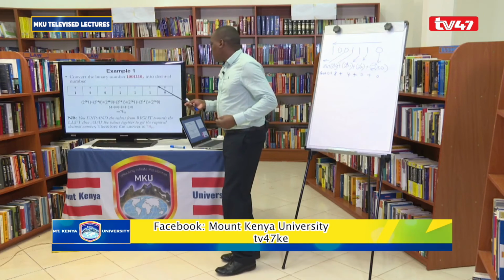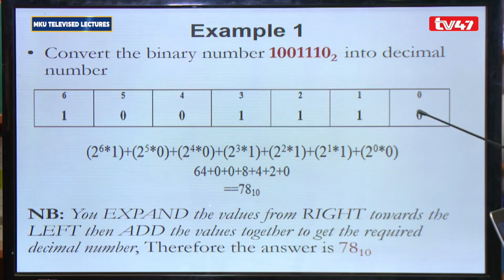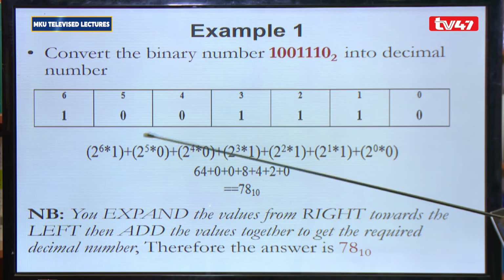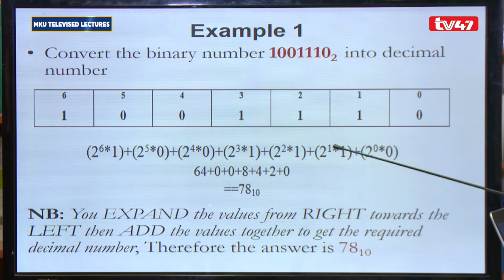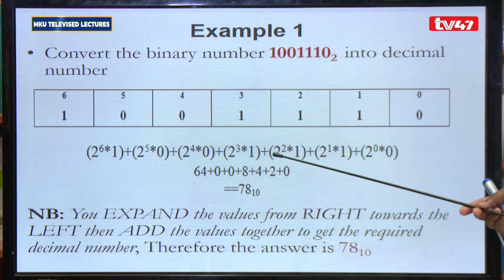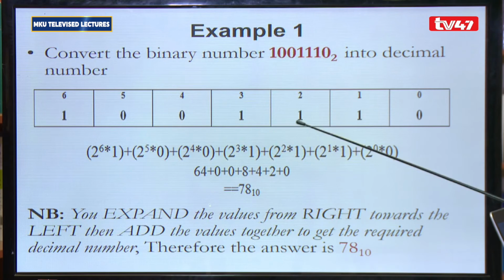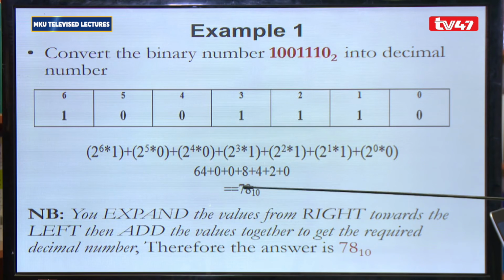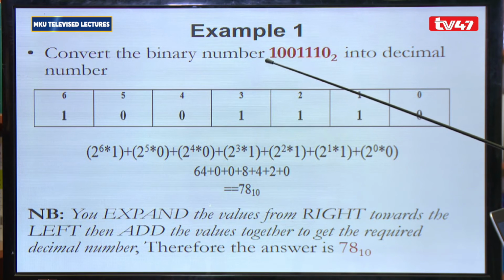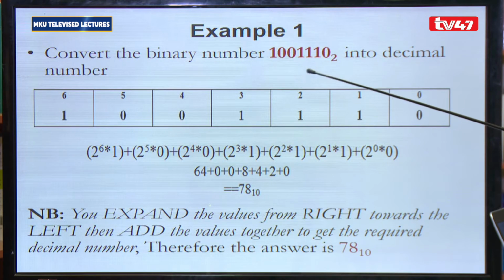So this representation shows the power of 2 increasing from the right side towards the left: 2 to power 0, 2 to power 1, 2 to power 2, 2 to power 3, 2 to power 4, 2 to power 5, 2 to power 6, with as many binary digits as you have. Then you add them together, and therefore the decimal equivalent of 1001110 is equal to 78.